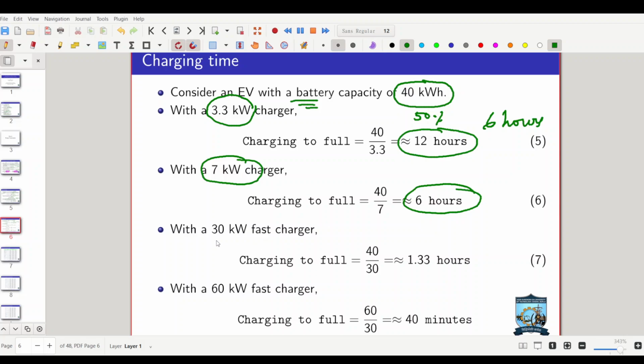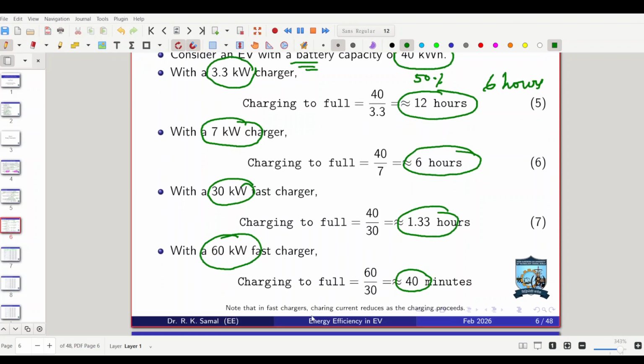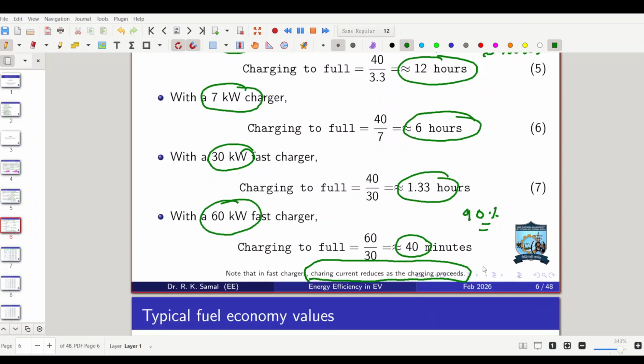Now the fast chargers that are available on road in our state are mostly either 30 kilowatt or 60 kilowatt chargers. With a 30 kilowatt charger, the full charging time comes around 1.3 hours, whereas for a 60 kilowatt charger, it's around 40 minutes. Please note that for all these fast chargers, the charging current reduces as the charging proceeds. So it is always advisable to charge to maybe 90% or 85%, not to full, because the last 10% will take more time because of the design of the fast charger.